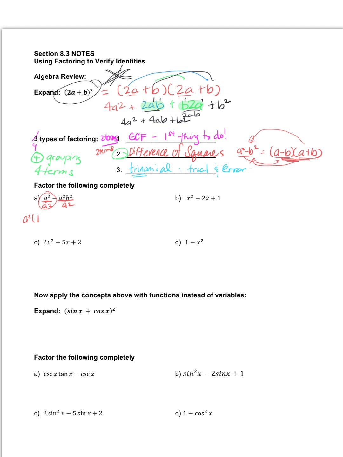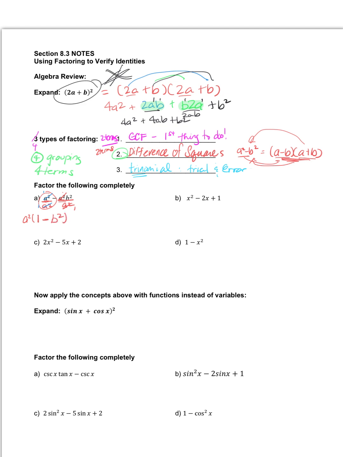Or you can look at it as, okay, I canceled this A squared with this A squared, and it divided by A squared, so I get a 1 over 1. Okay, it doesn't go to 0, it's 1 over 1. Minus, okay, so this A squared canceled this one, so it's 1 and 1. 1 times B squared over 1 is just B squared.